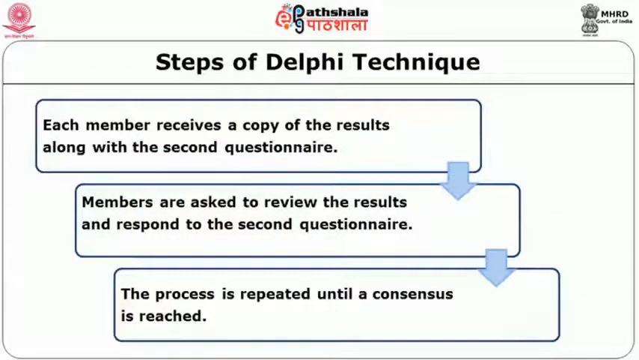Each member receives a copy of the questionnaire, a copy of the results along with the second questionnaire. Members are asked to review the results and respond to the second questionnaire. The process is repeated until a consensus is reached. Now let us try to understand this technique by way of one example. Let us continue the same example which we have taken in order to understand NGT, that is nominal group technique.